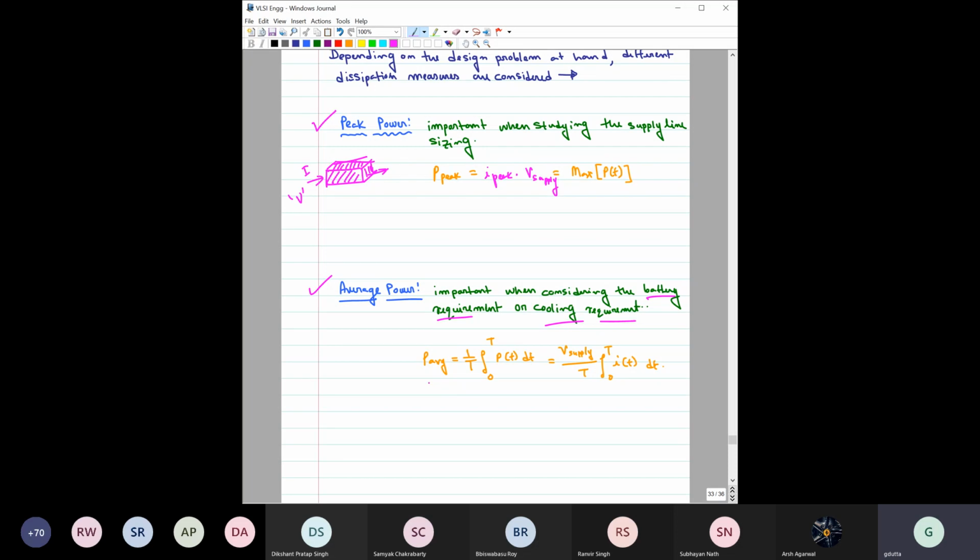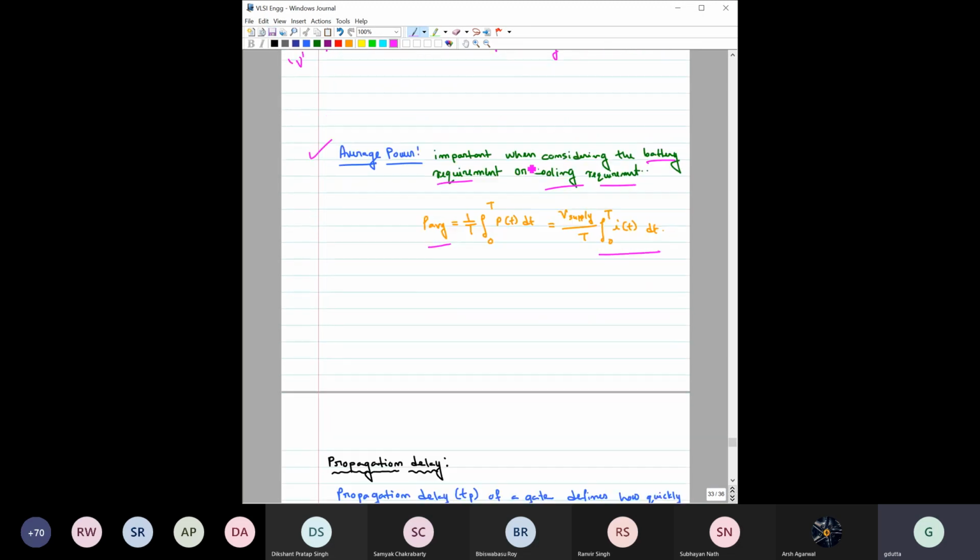And this P average is basically over a particular time frame. So 1 by T, it is basically the time average of that power requirement. V supply is not changing, so it is the V supply times the time average of the current. These are small points that you should keep in your mind.